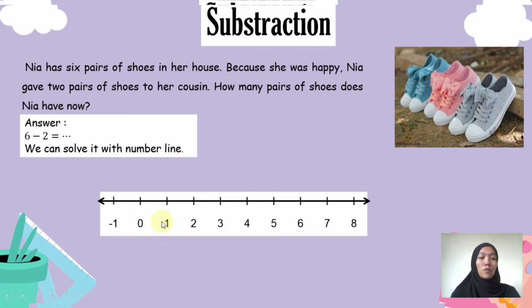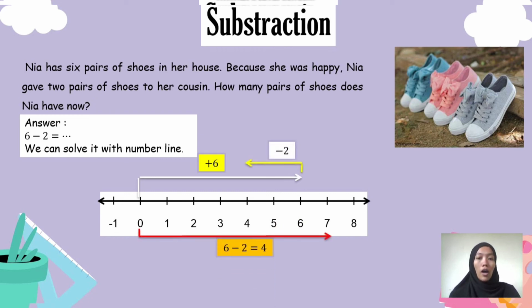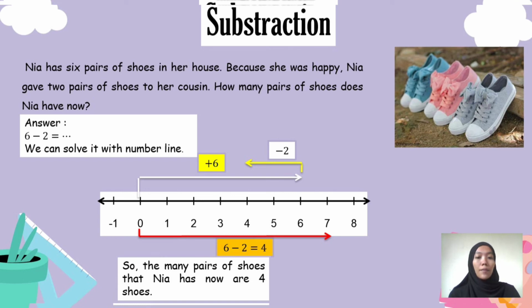So, start from 0 and move 6 places to the right, and we reach positive 6. Now, move 2 places to the left from positive 6, and we reach positive 4. So, 6 minus 2 is equal to positive 4. And so, Mia now has 4 pairs of shoes.